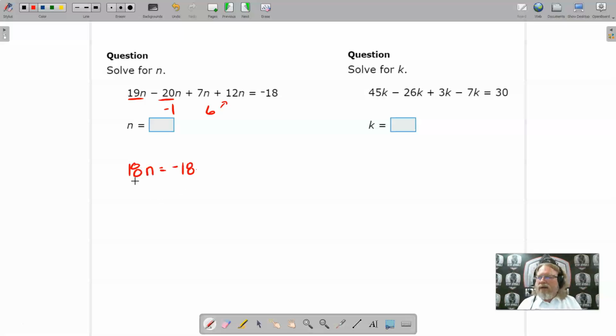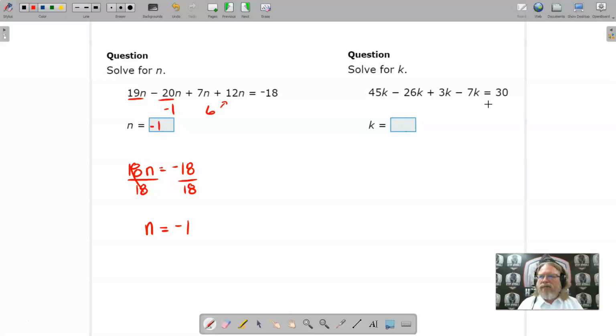Next step is to divide by 18. So I'm going to divide both sides by 18 because the 18 is tied to the n through multiplication, and the opposite operation of multiplication is division. I'm dividing by the very number I wish to get rid of, which is 18. So the 18s will cancel each other, leaving me with n equals, and negative divided by positive equals a negative, and 18 divided by 18 is 1. And so I have n equals negative 1.